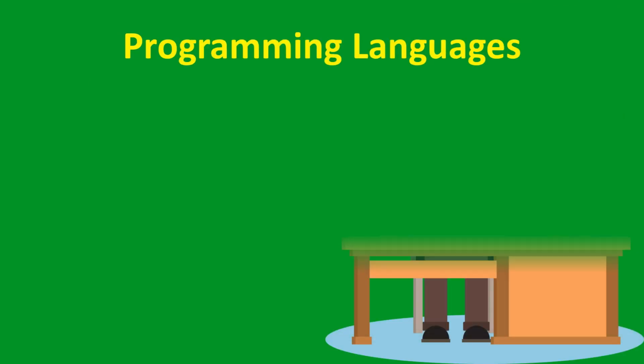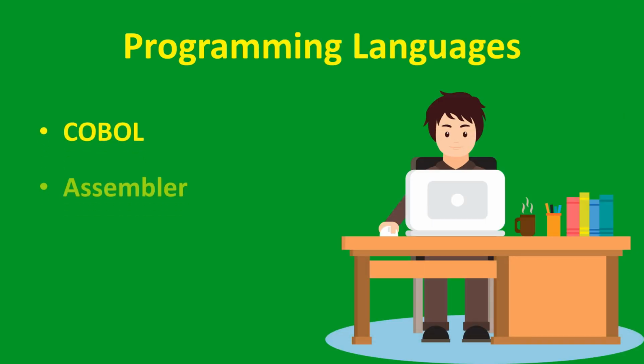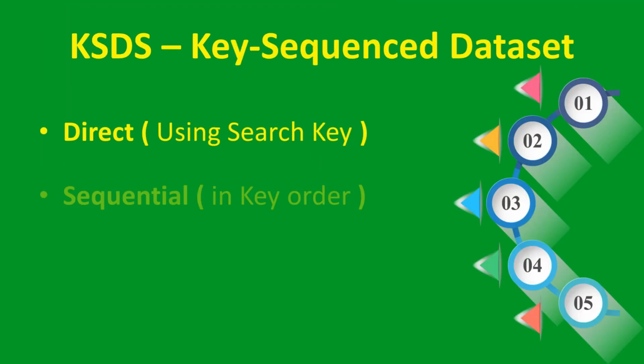Programming languages. The programming languages used to access VSAM datasets include COBOL, Assembler, and PL/I. Later we will use the COBOL programming language when we create VSAM datasets in mainframe. These are the primary languages used in mainframe programming. Each language has its own syntax for accessing VSAM datasets, but the basic concepts are the same. Now let's see the different types of VSAM datasets and their access methods.